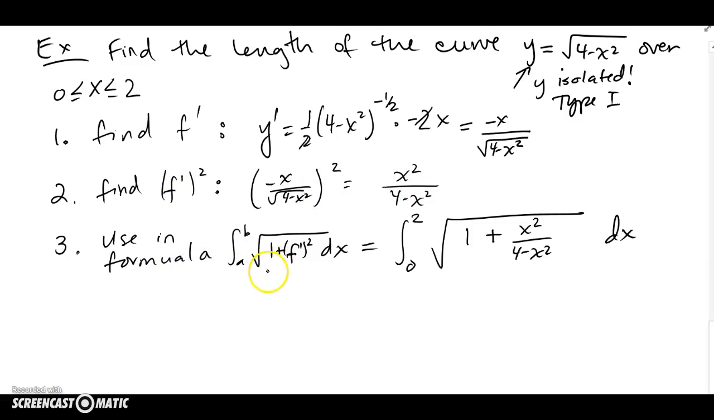Then I simply use it in the formula we developed from a to b, and I'm doing a dx problem. They already gave me over what interval: from 0 to 2 are my x values. So from 0 to 2, 1 plus f prime squared, which I got here, I put it in there. Now I'm going to do some algebra to clean this up a little.